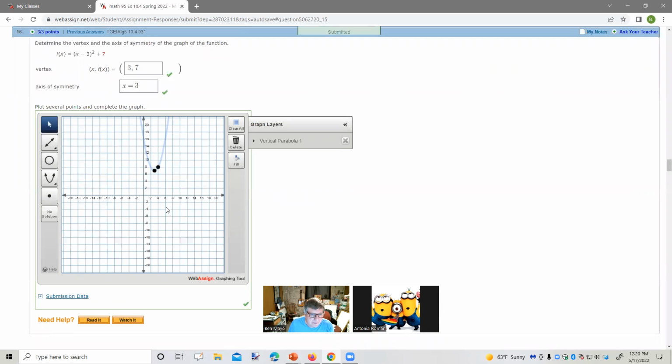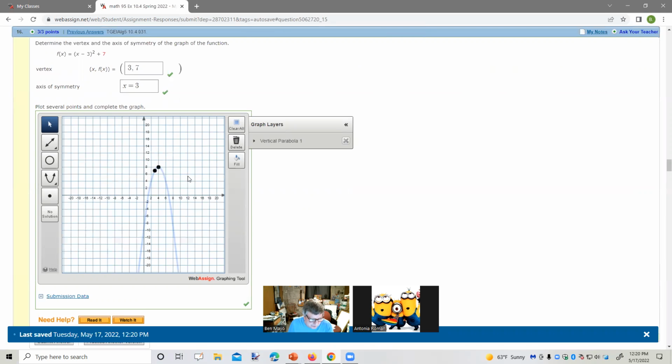Now let me show you what happens if you don't follow the directions I just gave you. Okay. So instead of doing the vertex first, let's do 4, 8 first, and then do 3, 7. Oh, it thinks that that point's the vertex. So instead of giving me a graph opening up, it gives me a graph opening down, and that's wrong. So you've got to do it in the correct order. Okay?